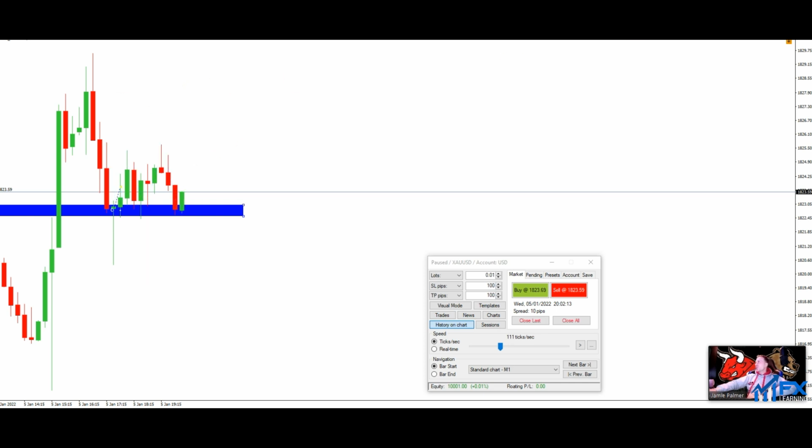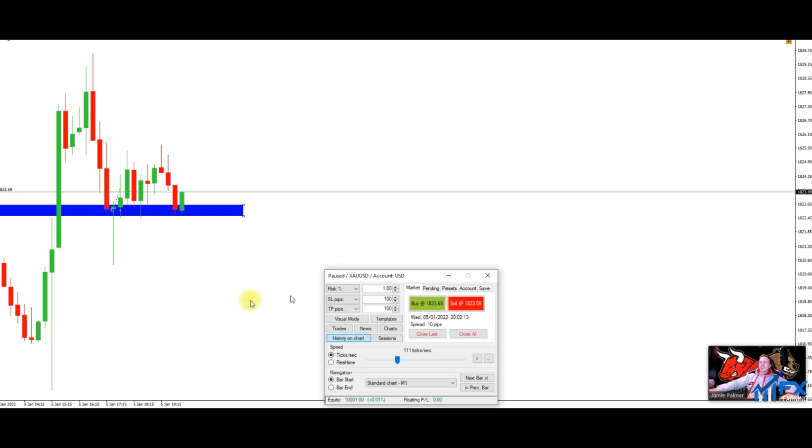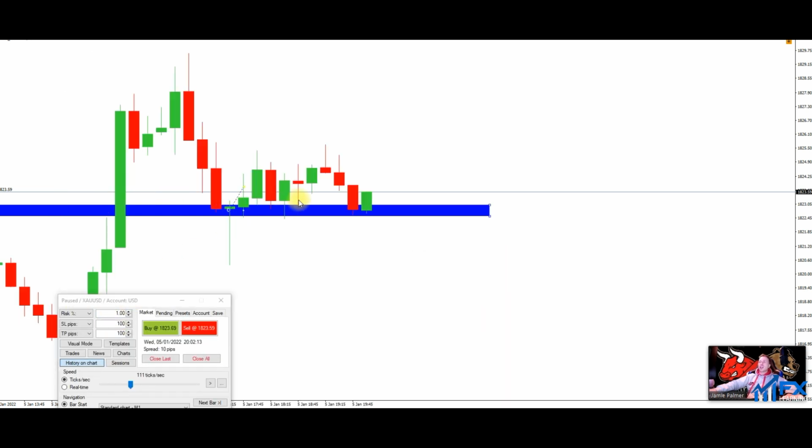What I just noticed is I forgot to change my lot size on the previous trade. So that previous trade, I won it and I should have won 1%, but I forgot to change my risk, so I'll do that now. So 1% of my account I'm risking. Take profit on this one, we've got to be careful because we've got an area of resistance at the top as well.